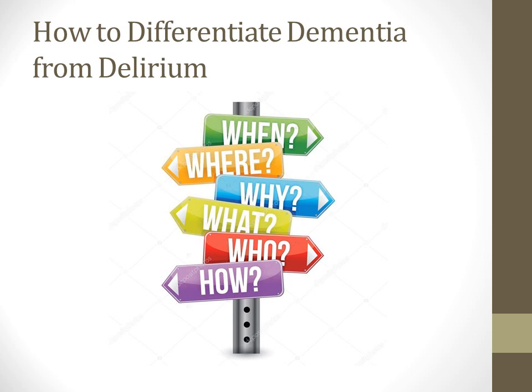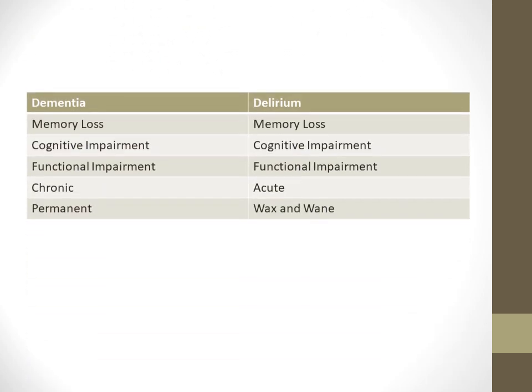How to differentiate dementia from delirium? Memory loss, cognitive impairment, functional impairment are present in both, whereas dementia is a chronic condition and delirium is acute. Dementia is progressive and permanent, delirium waxes and wanes.